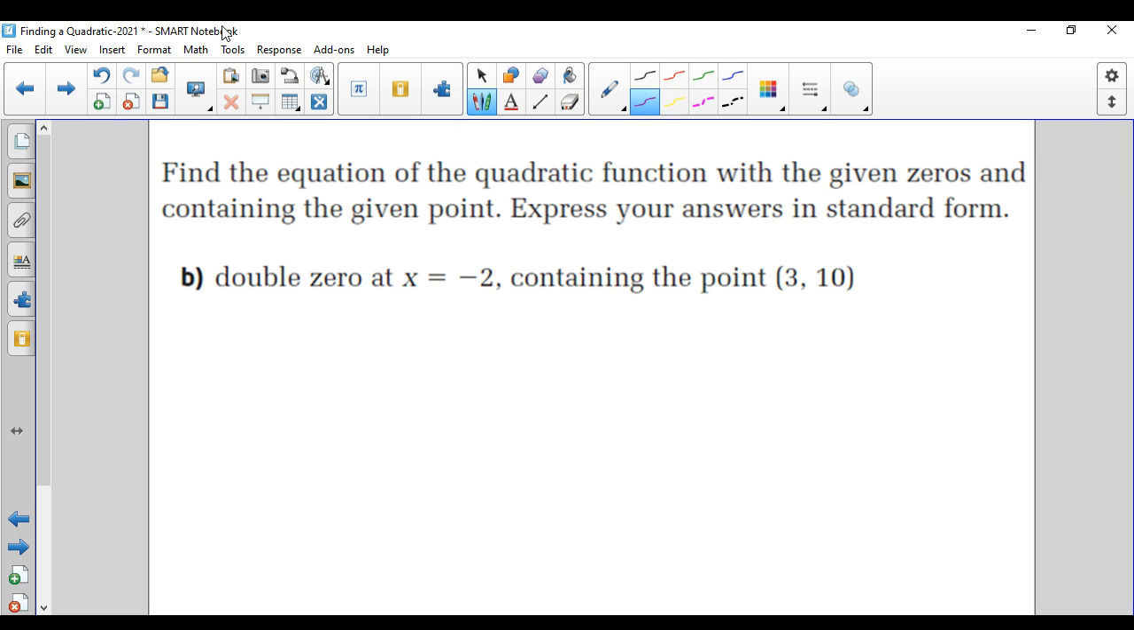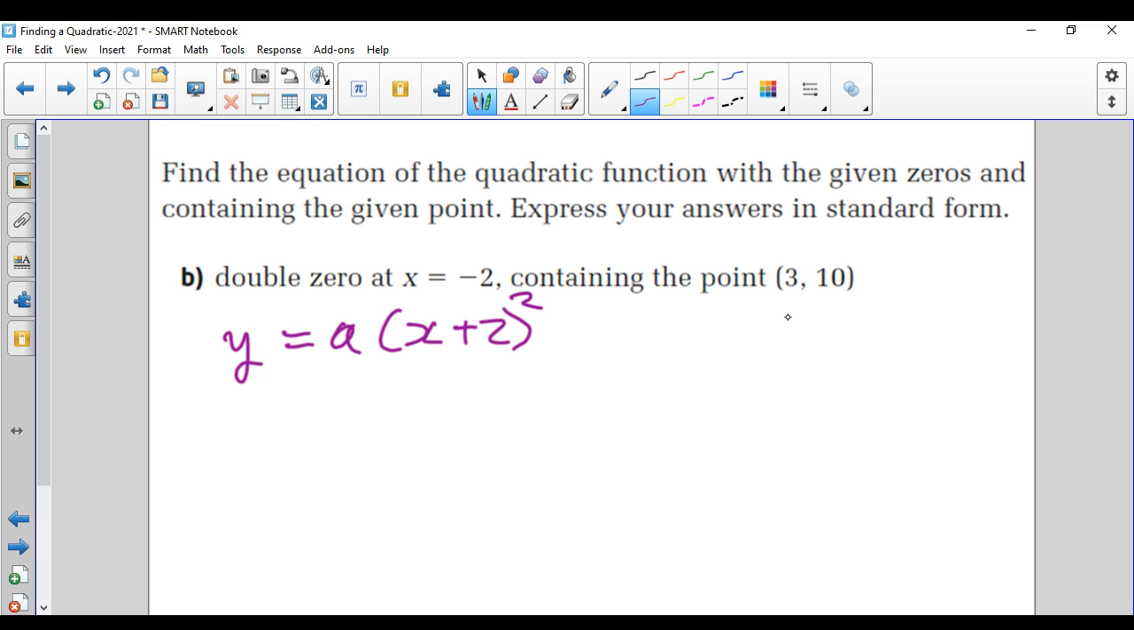So how do I represent that in factored form? It's only 1, 0, and that 0 is at minus 2. Okay, let's see if we can do that. So y equals a. And because it's a minus 2, we're going to say x plus 2. And it's a double zero, so there's another one at x plus 2. But then if we're multiplying two brackets that are the same, then we could just say we're squaring it. So we'll just write it that way. A x plus 2 all squared.